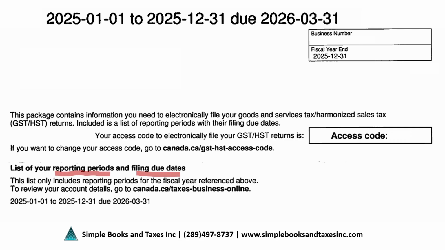It is an annual filing, so the reporting period will be from January 1st to December 31st of 2025, and it is due by March 31st, 2026. As you can see, the reporting period is for the fiscal year referenced above, and the fiscal year end is December 31st, 2025. In our example, the fiscal year of the company is different from December 31st, so we will see how we can prepare the reports accordingly.